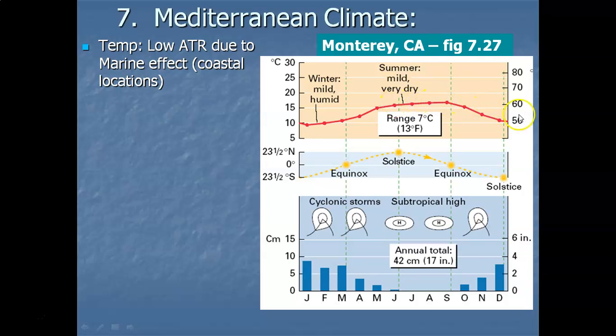Summertime temperatures, look at this, are very mild. Typically the highs are in the 70s. And then, wintertime temperatures are also averaging above freezing. So it's kind of a mild, pleasant regime. So it's almost perfect.